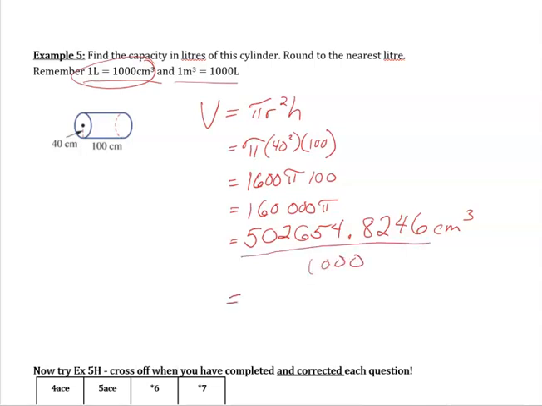So I'm going to take the number that's in my calculator. I don't know why I'm punching this in, because I just have to move my decimal point. That means, therefore, in liters, the capacity is 502.65, and the next number is a 4. So I'm going to round that down and just keep it there. 502 liters, and that makes sense to me.